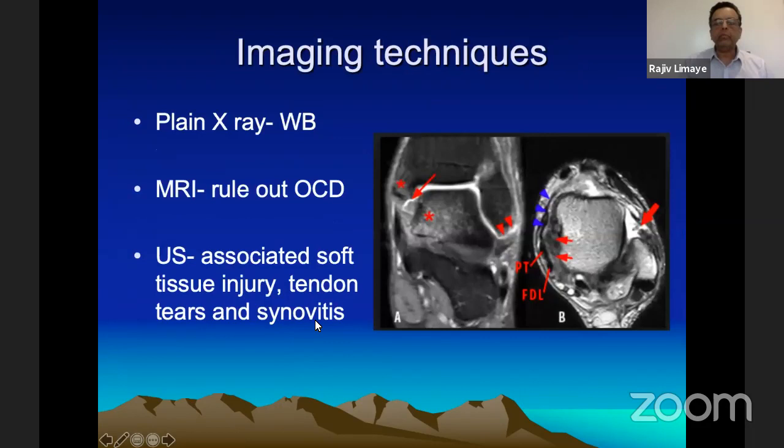After the clinical examination, we do imaging to confirm the diagnosis. This is done by plain X-rays. If they are able to weight bear, then ideally weight-bearing X-rays are essential. If not, non-weight-bearing X-rays are fine. The MRI scan is done to rule out other injuries, such as osteochondral damage, deep deltoid ligament damage, or damage to the bone, such as microtrabecular injury. Ultrasound can be done to see soft tissues around the ankle, such as tendon tears, synovitis, soft tissue injury, but more so in a chronic situation.